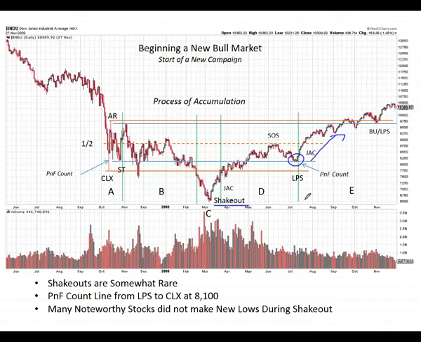And so we take our count, as we recall from the count guide, from the LPS over to either the climax or to the preliminary support. And you can see here that with what I've labeled the climax, and I believe that that is the climax, is the most apparent place to take our count to.